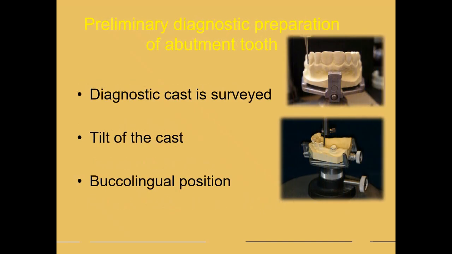Preliminary diagnostic preparation of abutment teeth. This is to determine the location and position of the attachment on the abutment. First the diagnostic cast is surveyed using a surveyor. The tilt of the cast is determined in order to know the most favorable path of insertion and removal of the RPD, and also the buccolingual position of the attachment should be established.